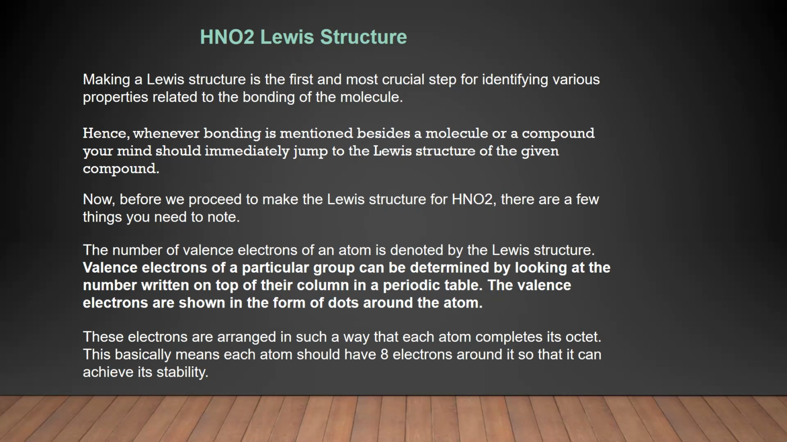The number of valence electrons of an atom is denoted by the Lewis structure. Valence electrons of a particular group can be determined by looking at the number written on top of their column in the periodic table. The valence electrons are shown in the form of dots around the atom. These electrons are arranged in such a way that each atom completes its octet. This basically means each atom should have 8 electrons around it so that it can achieve its stability.